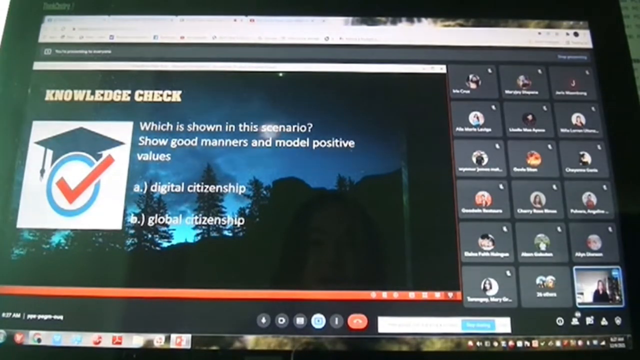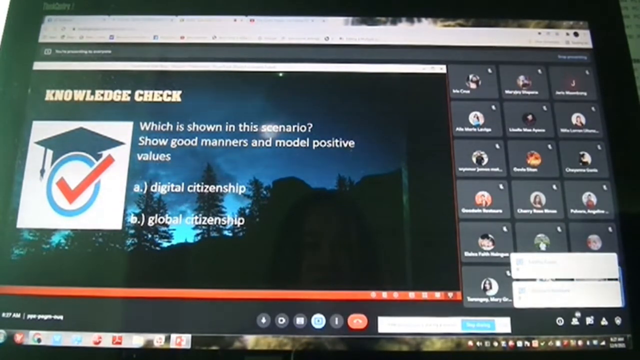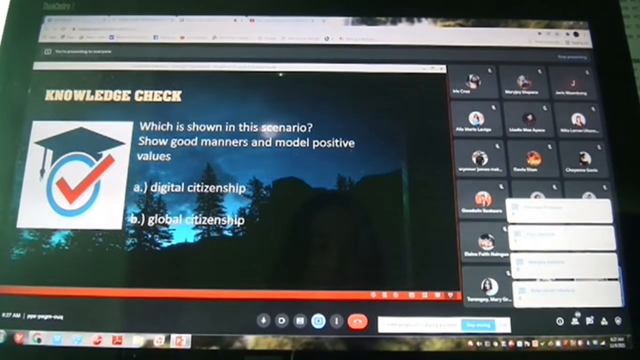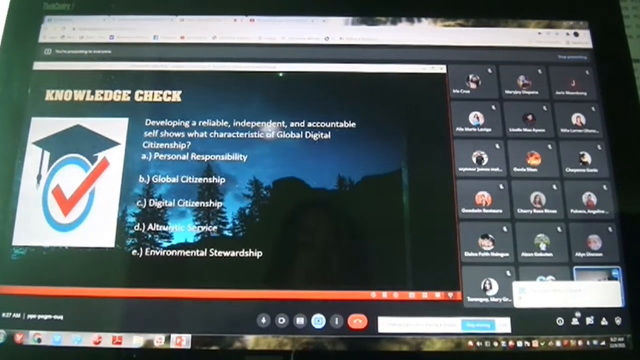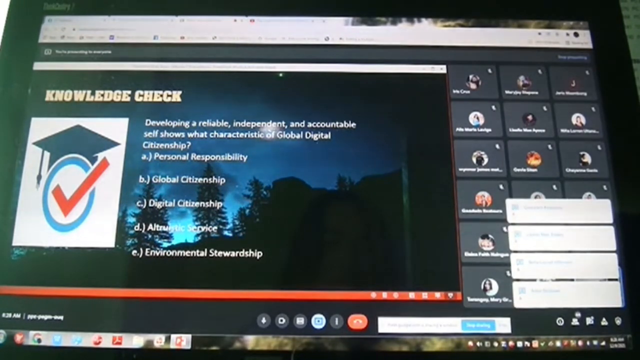Which is shown in this scenario? Show good manners and model positive values. Okay, so far all the answers are letter B. The answer is letter B. Thank you. Next, developing a reliable, independent, and accountable self shows what characteristic of global digital citizenship? A. Personal responsibility. B. Global citizenship. C. Digital citizenship. D. Altruistic service. E. Environmental stewardship.